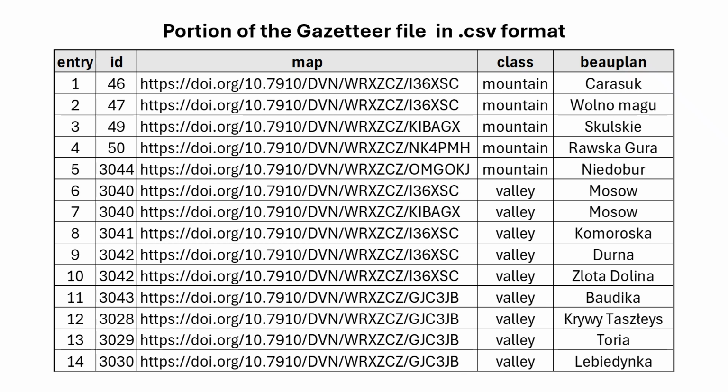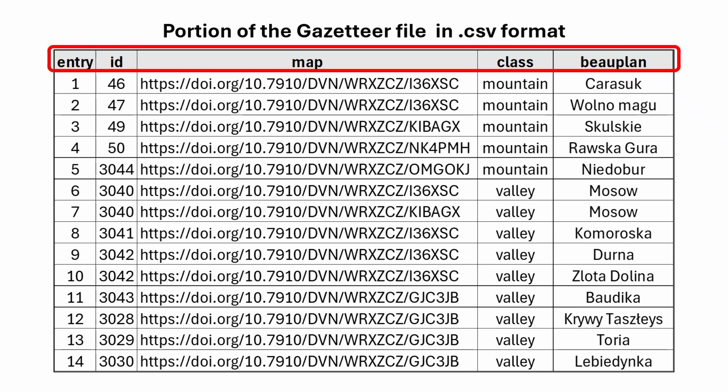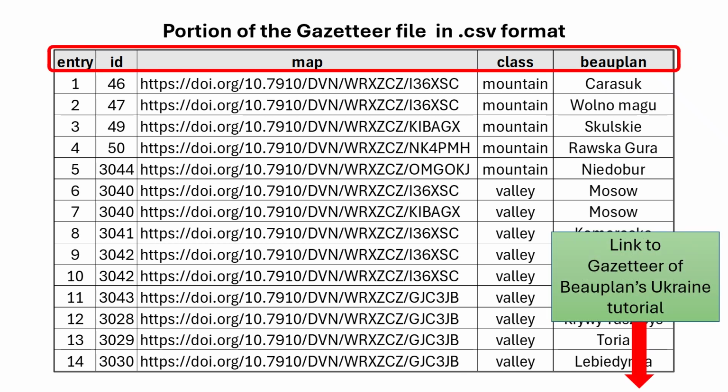We see here a portion of the opened CSV file. We won't go into detail on the fields in this database. This is covered in the Gazetteer of Beauplan's Ukraine tutorial linked in the description. But note that each entry in the database is a feature on a Beauplan map.